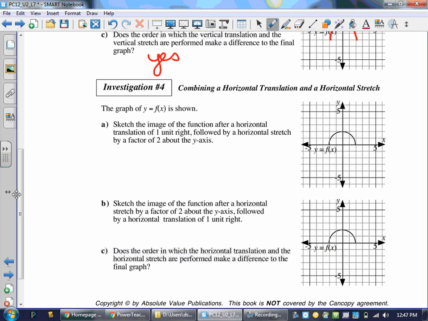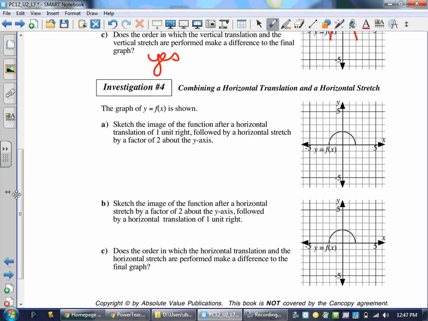And let's do the last one down here. What about if we do a horizontal translation and a horizontal stretch? How many of you think that it's going to matter? 1, 2, 3, 4, 5. Rest of you are chickens.